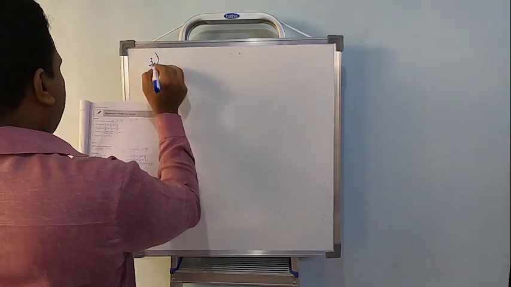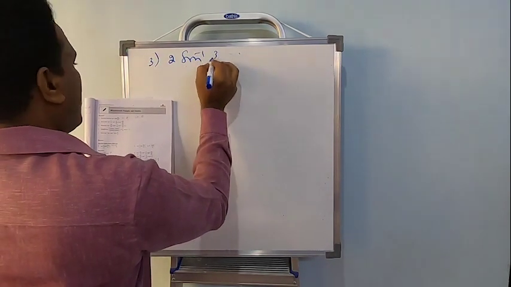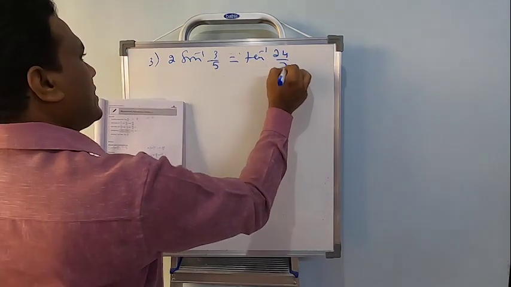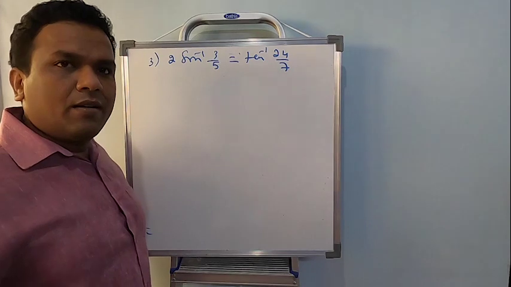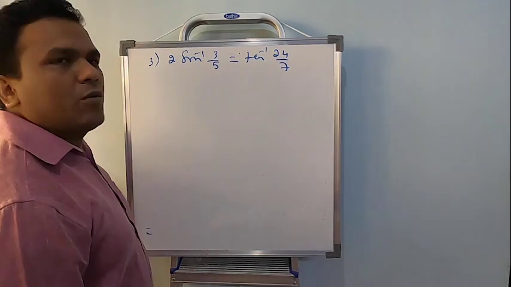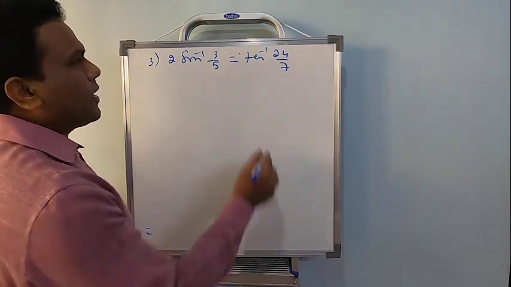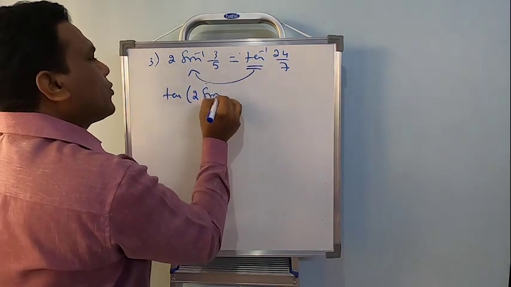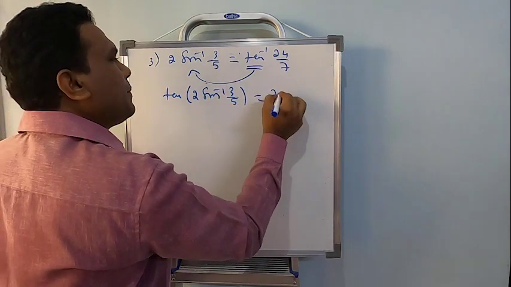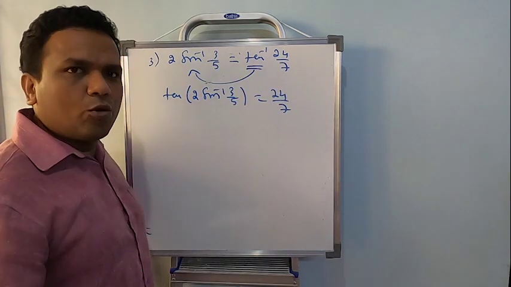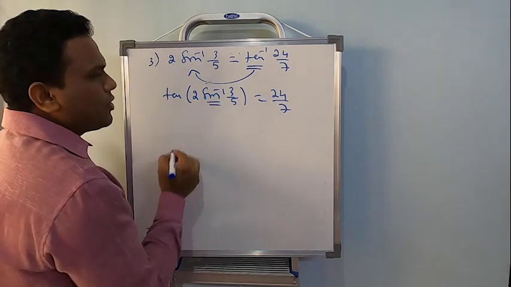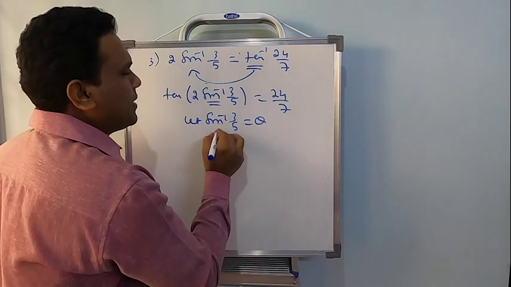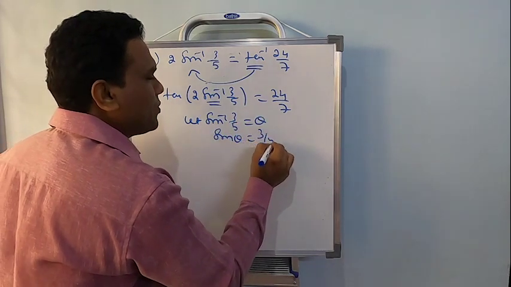Fine students, now look at that. The next one, problem number 3, you have to prove that 2 sin inverse 3 by 5 is equal to tan inverse 24 by 7. Fine. For 2 sin inverse 3 by 5, we don't have any direct formula, right? Now what I will do here, I will take this tan inverse to the left hand side and make it tan of 2 sin inverse 3 by 5, and let me take the right side as 24 by 7. Both are the same only, right? Now I have a term here. Let's consider sin inverse 3 by 5 equal to theta. Therefore sin theta equals 3 by 5.